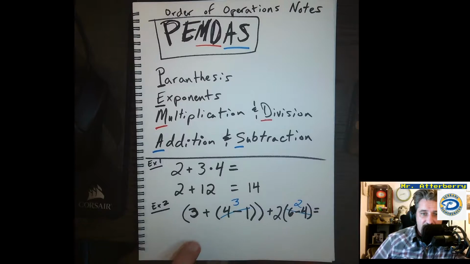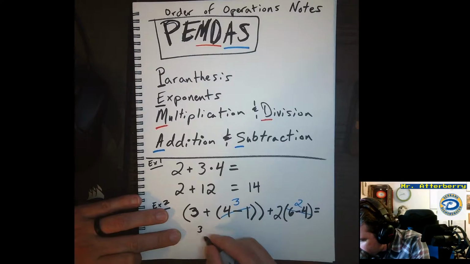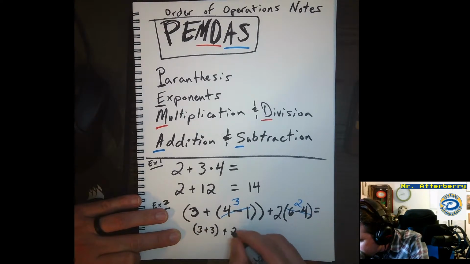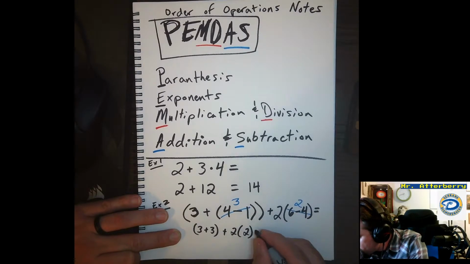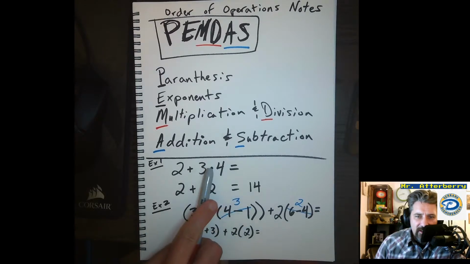So I have 3 plus 3 plus 2 parentheses 2. Something kind of special here. Whenever you see a number outside of parentheses like we do right here, that actually means multiplication. Okay, it's very similar to this dot, or probably that X that you were used to, okay?